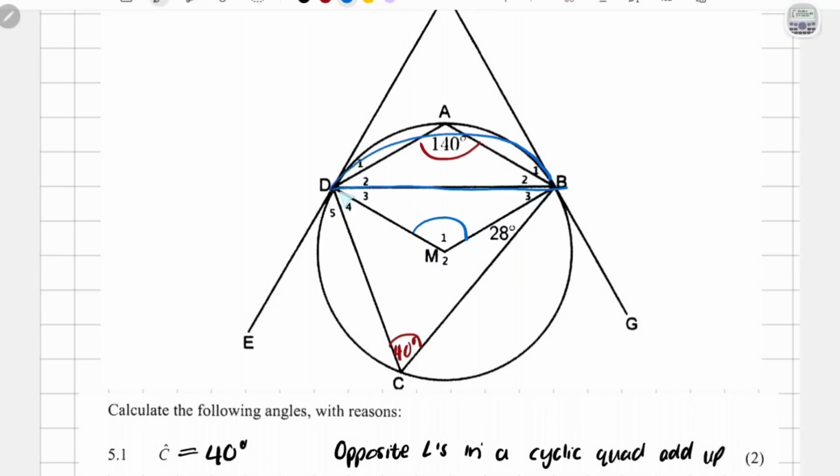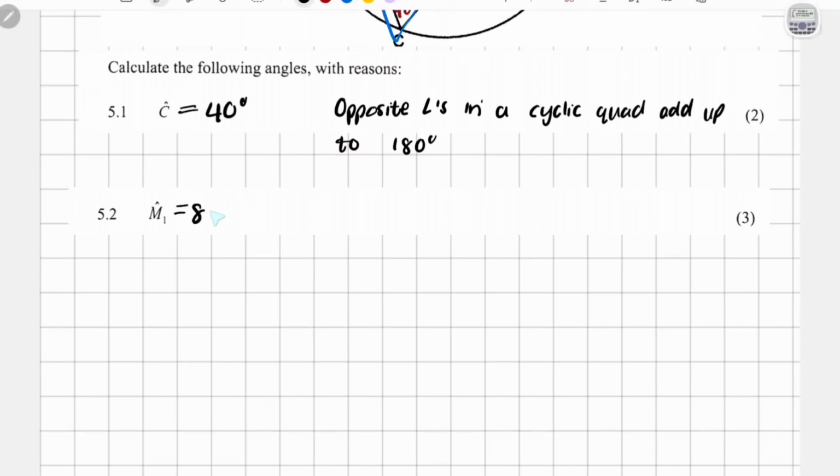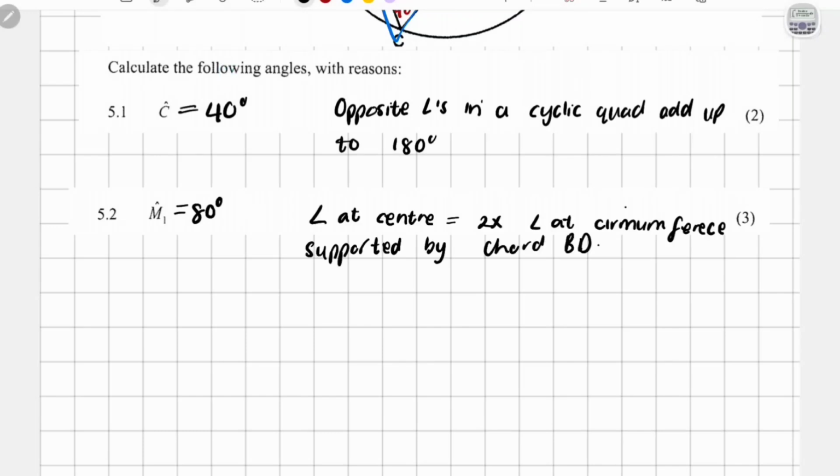Do you see that angle C is supported by this chord DB, and angle M1 is also supported by DB? So it means the angle at the center is twice the size of this angle at the circumference. So the angle at the center is 80 degrees. Angle M1 is equal to 80 degrees because the angle at the center is twice the angle at the circumference. Then moving on to the next question.